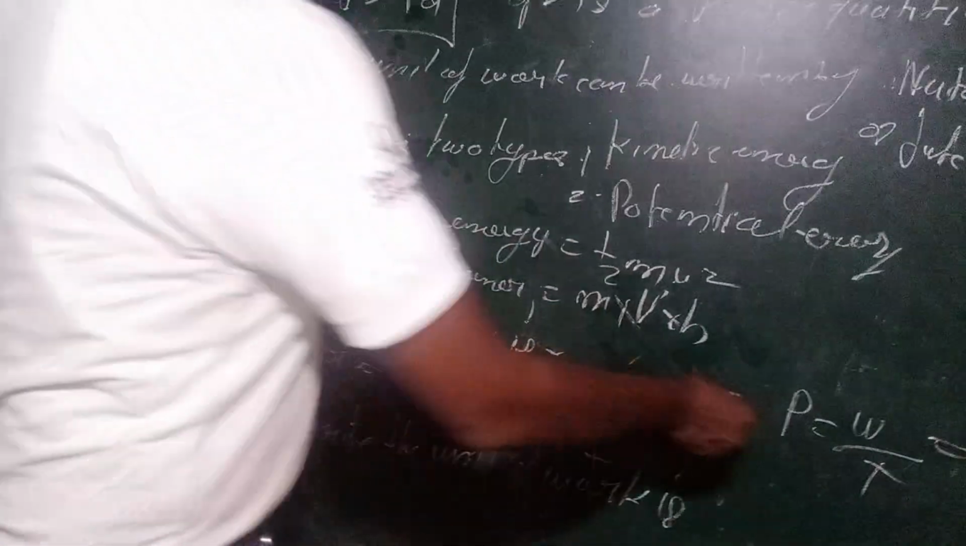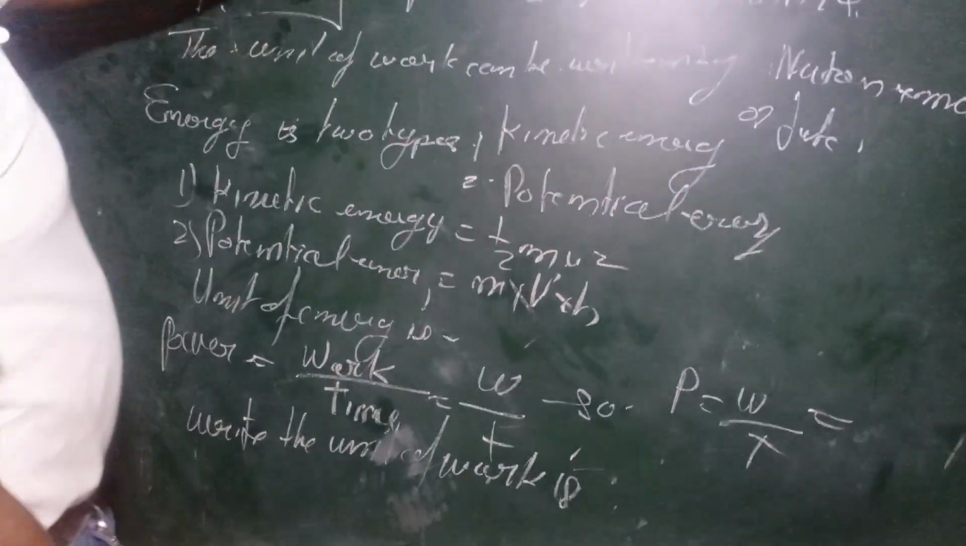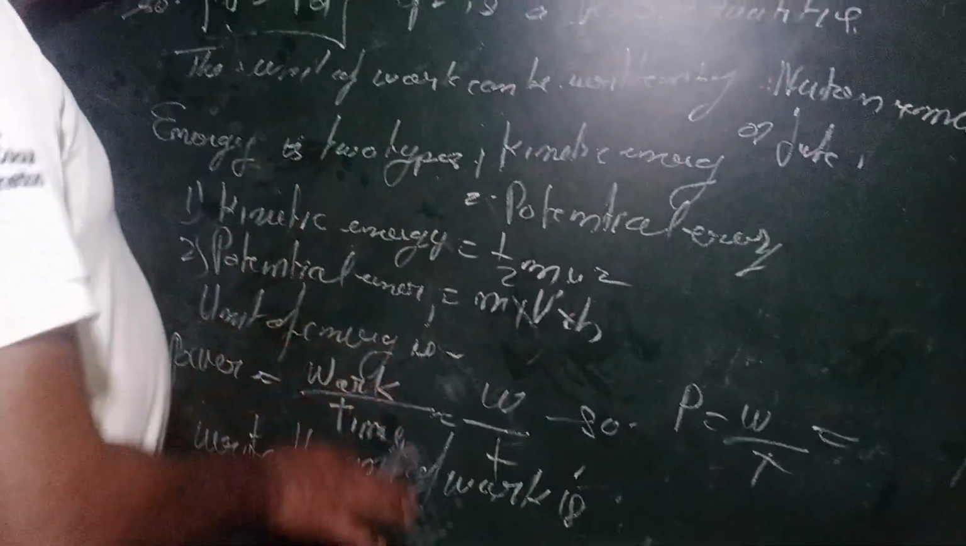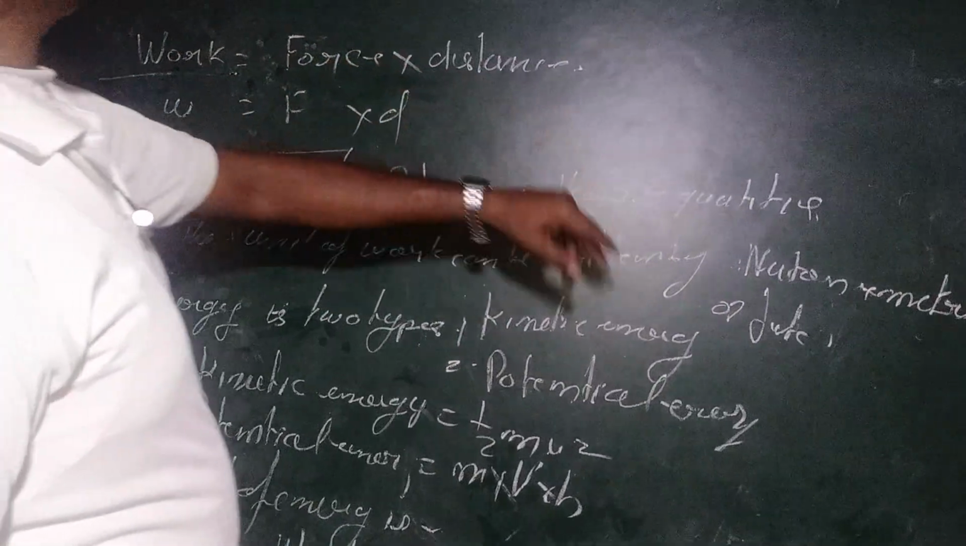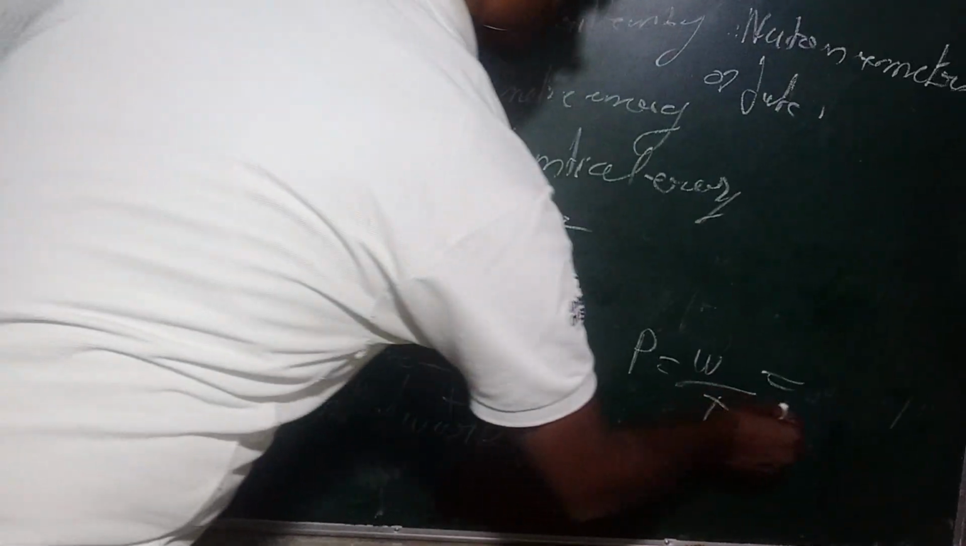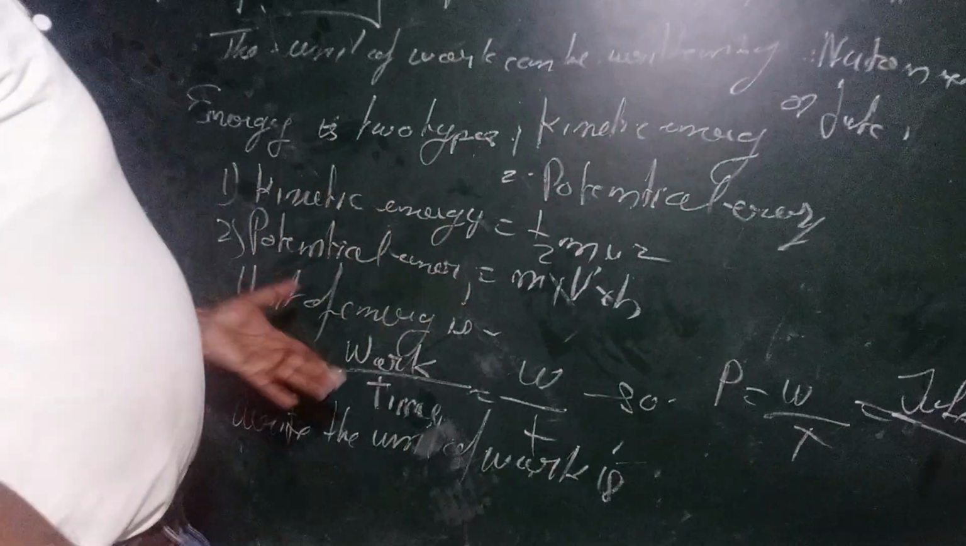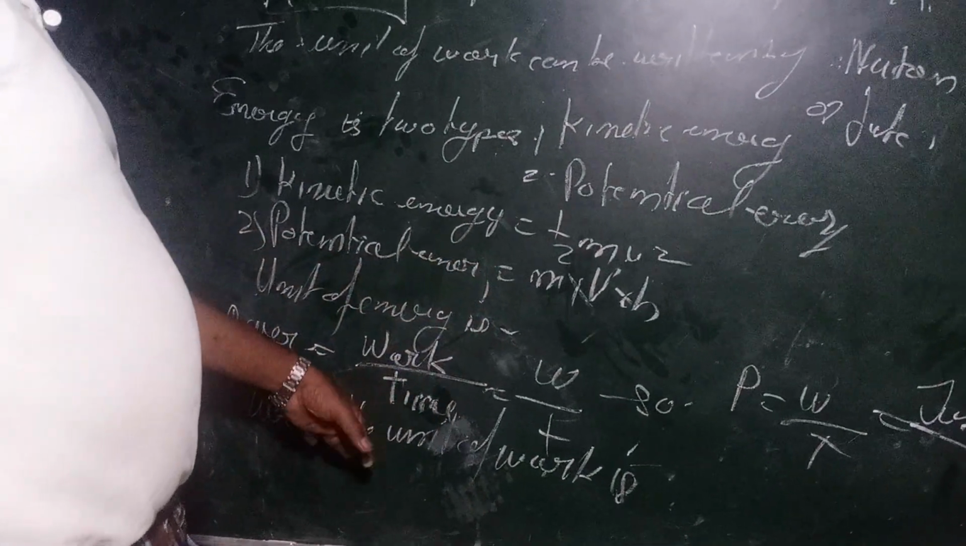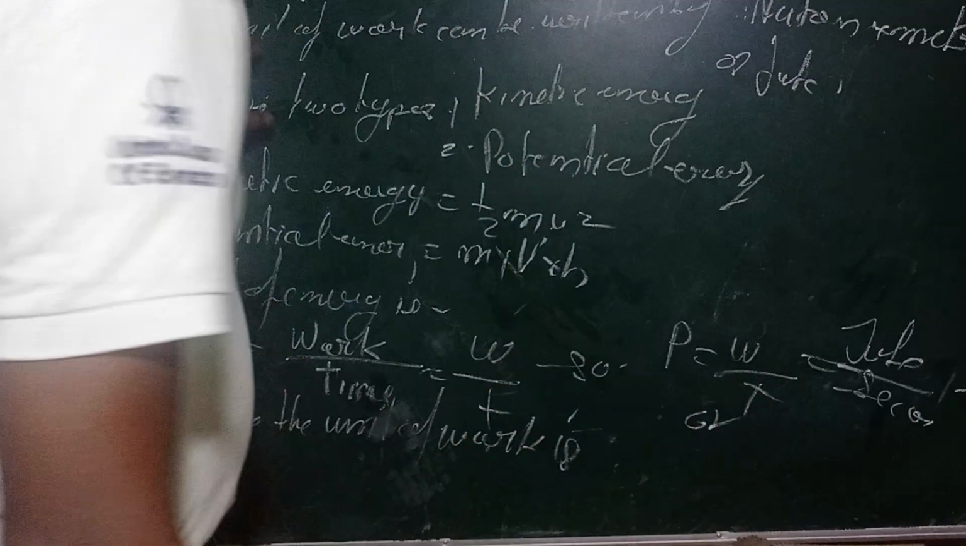The power is equal to work. I have already told you the work unit is F into D and can be written in joule by T. T is time, I have already told you, in second, or horsepower HP.